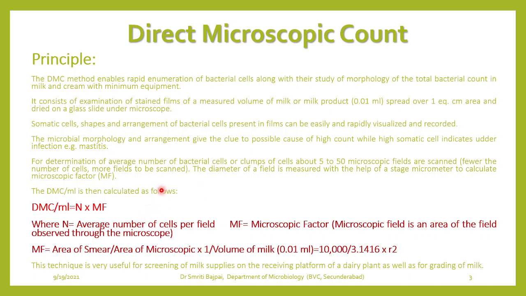The formula which we are using for the DMC, that is direct microscopic count, is DMC equal to N into MF. MF is the microscopic factor, that is the area of the field that is observed through the microscope. This MF can be calculated by this formula. This technique is very useful for screening of the milk supply.